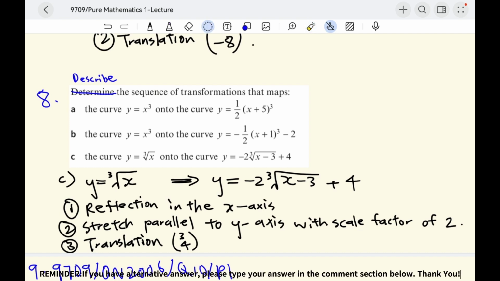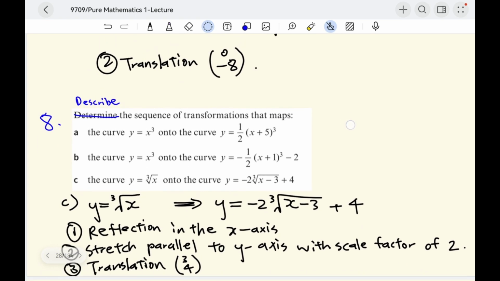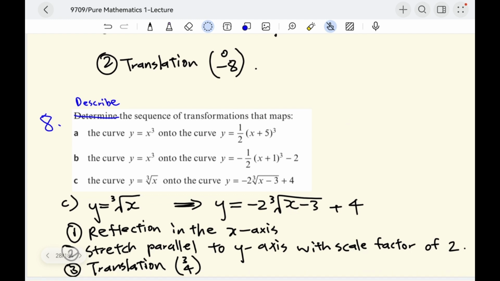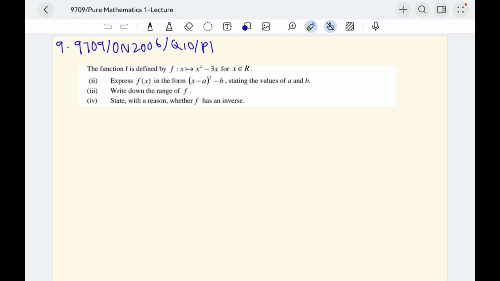Of course, you need to consider the sequence. If you don't have any doubts, let's proceed to the past questions, since this is the last question from the course book in this chapter. All right, let's move on to the next question.